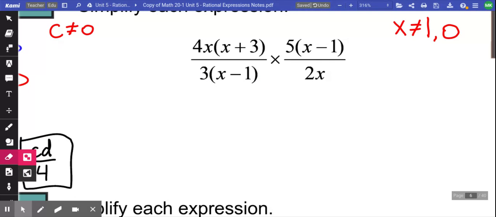Cool. So first step was factor. Second step was do my NPVs. Now I'm on to actually simplifying. The first job I need is to write it as a singular fraction.